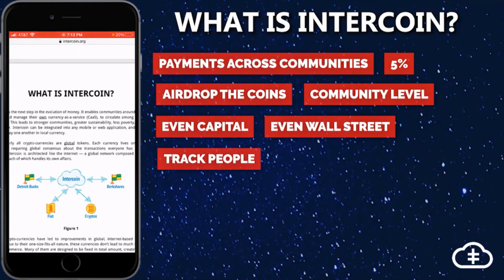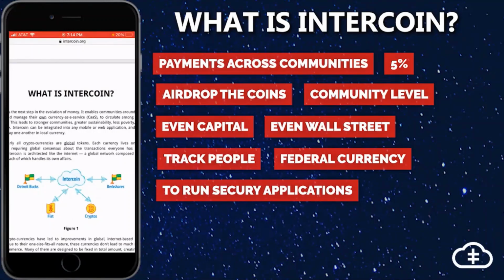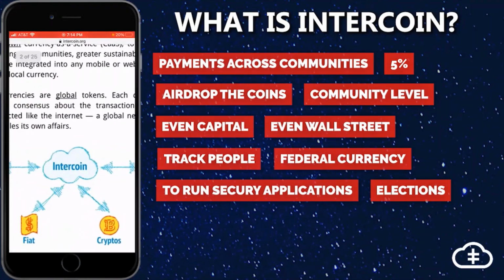They need to supplement the federal currency with their own local coin. So that's what we do. We empower communities to issue their own currency, to run secure applications such as UBI, elections, and other things on their own blockchain. And then we operate the Intercoin network to allow them and their members to move from place to place.